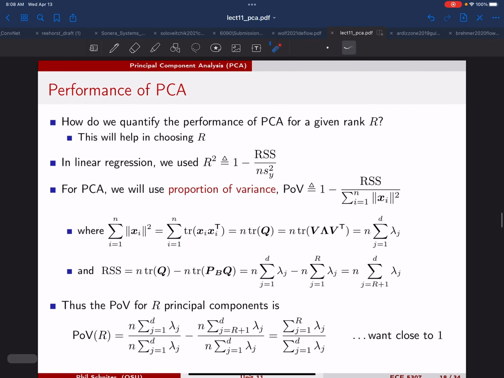So how do we quantify the performance of PCA for a given rank R? The reason we want to do this is that at some point when we use PCA, we have to choose what R is. We'd like an R that's not too small and at the same time not too big. If R is too small, we're going to have a bad approximation. If R is too large, we're going to have a good approximation, but we will be redundant. We could make R smaller and have a more compact representation.